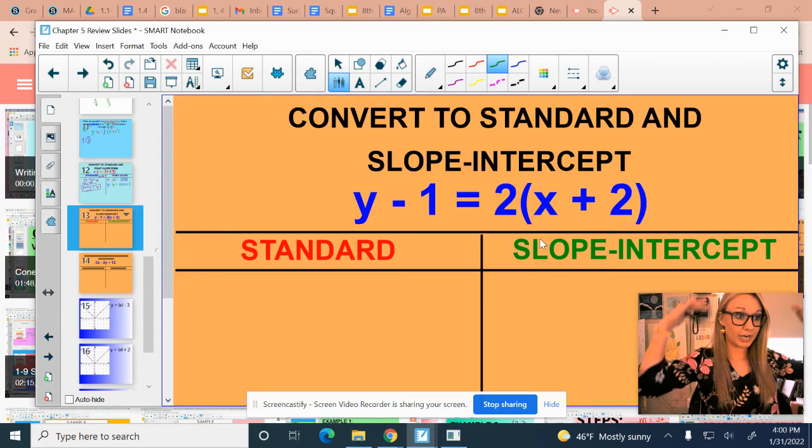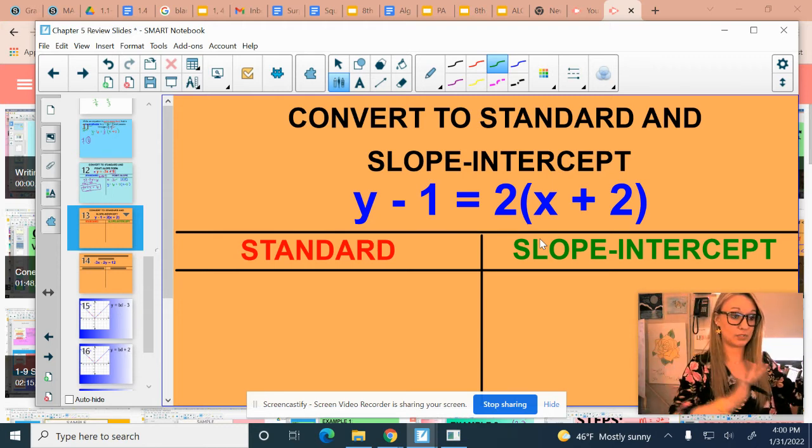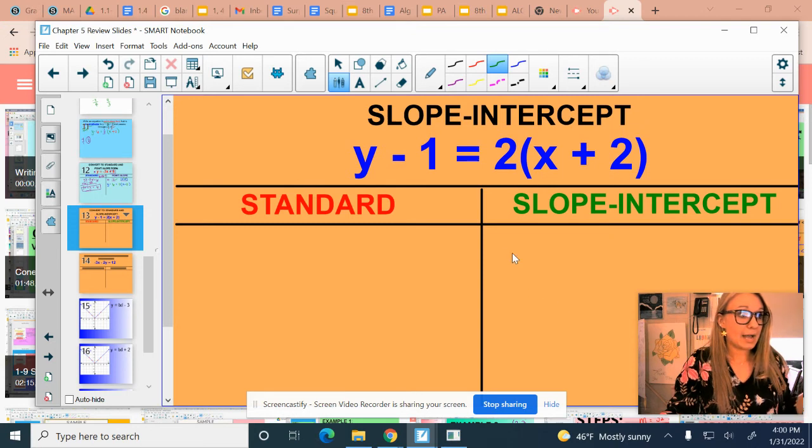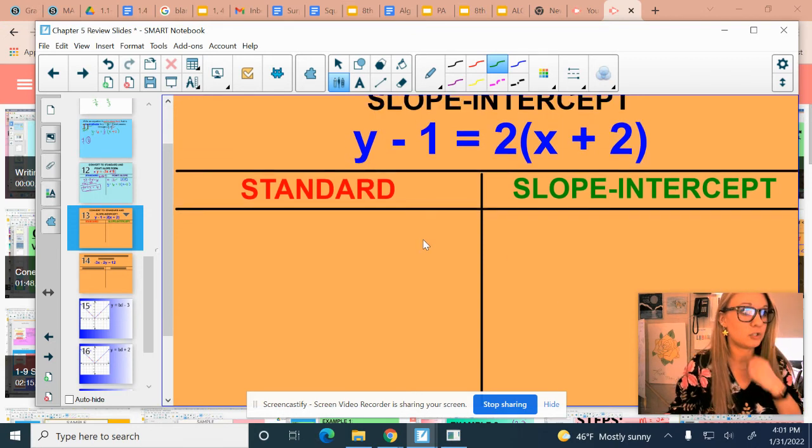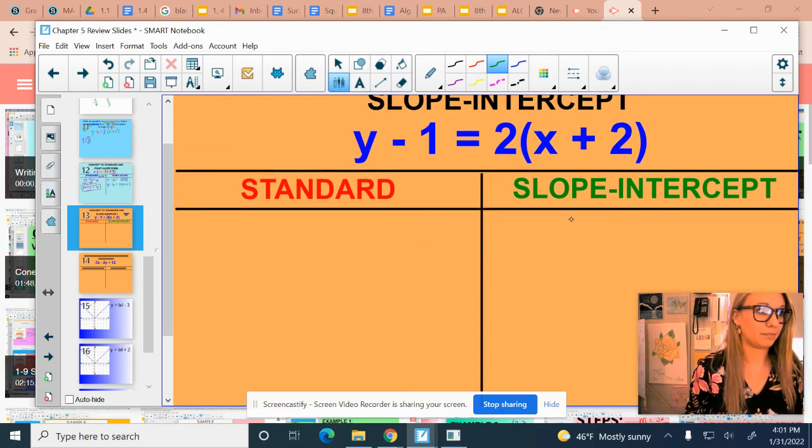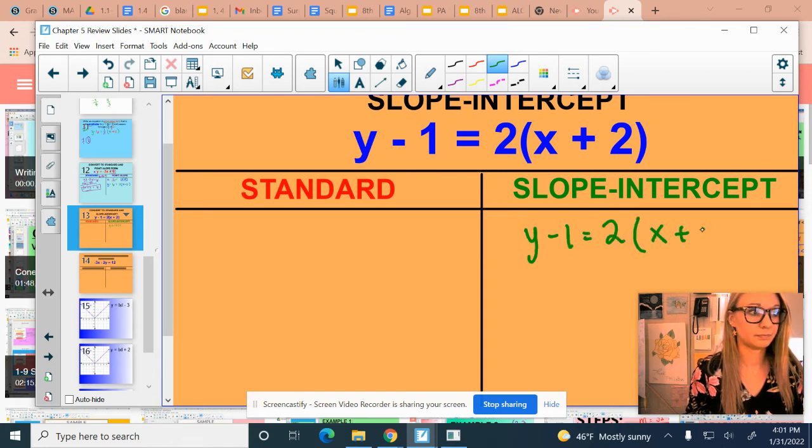Now we're starting with point slope, and we're converting to standard and slope-intercept. Let's do slope-intercept and then convert to standard. Okay, so here we are. I'm just going to rewrite it. Isn't math after hours so fun?